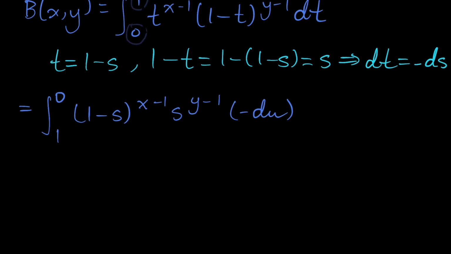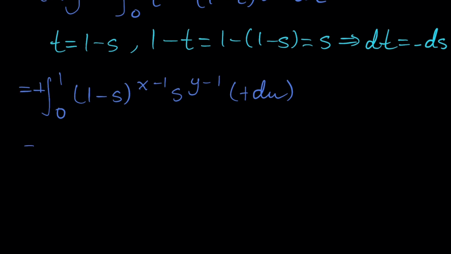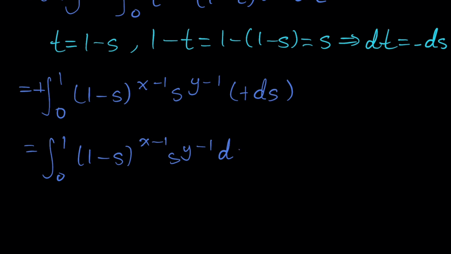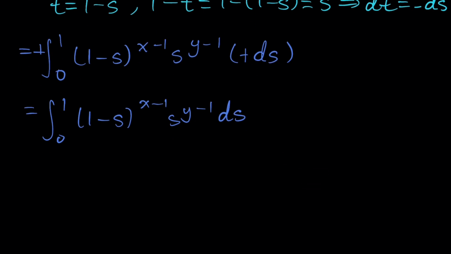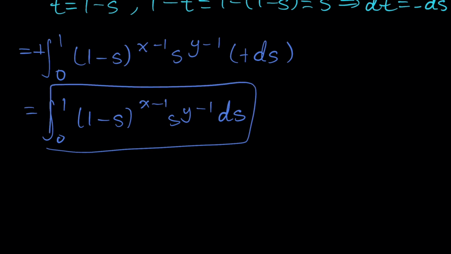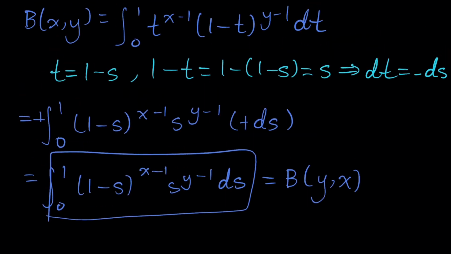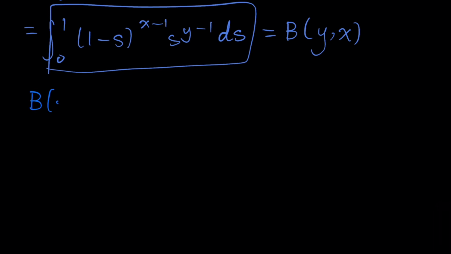I didn't notice that when I was first writing it. But using the property from basic calculus, we know that this is equal to 0 to 1 with the negative one. So we now can cancel out the negatives, which yields the integral from 0 to 1 of 1 minus s, to the x minus 1, and s to the y minus 1, du. Why am I writing du? It's always ds. Sorry about that. This means that this integral, which is equal to beta of y, x, is equal to beta of x, y. And hence, we have proved that the beta function is symmetric.